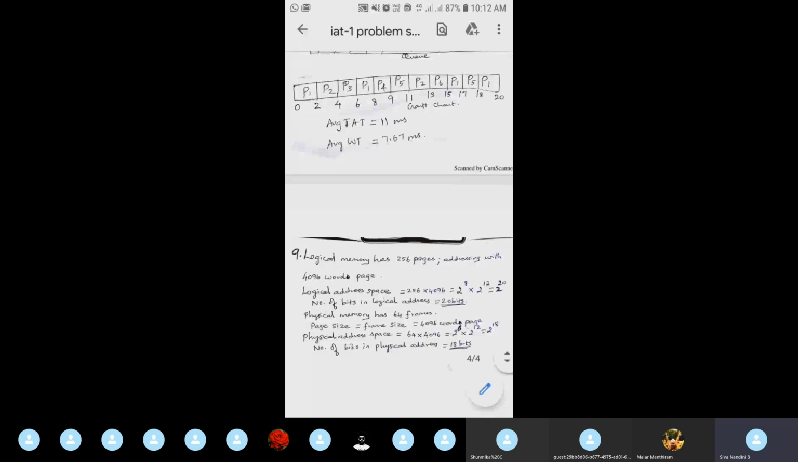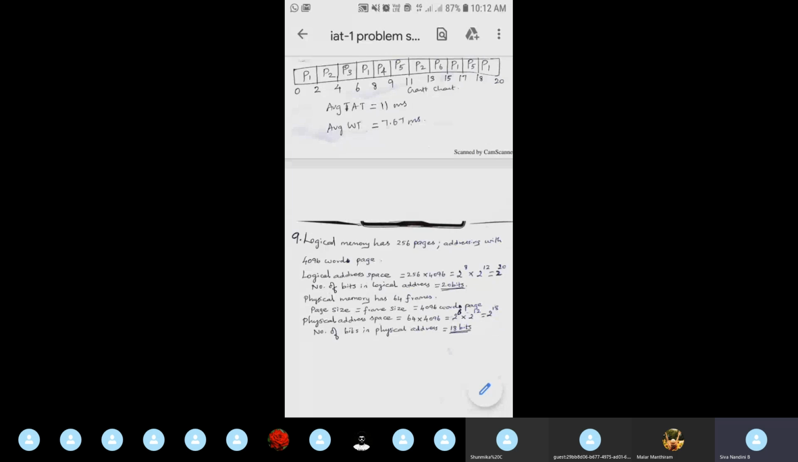So in the question, what is given? The logical memory has 256 pages, and it is addressed with 4096 words. So to find the logical address space, what will we be doing? We'll be multiplying the number of pages and the capacity of the word. That is 256 into 4096, and you'll be expressing it in terms of 2 power. If you express it, you'll be having 20. So the address space is 2 power 20, meaning the logical address space.